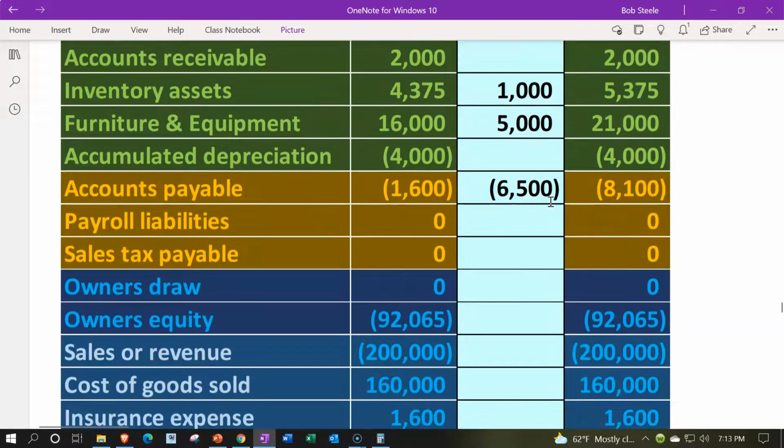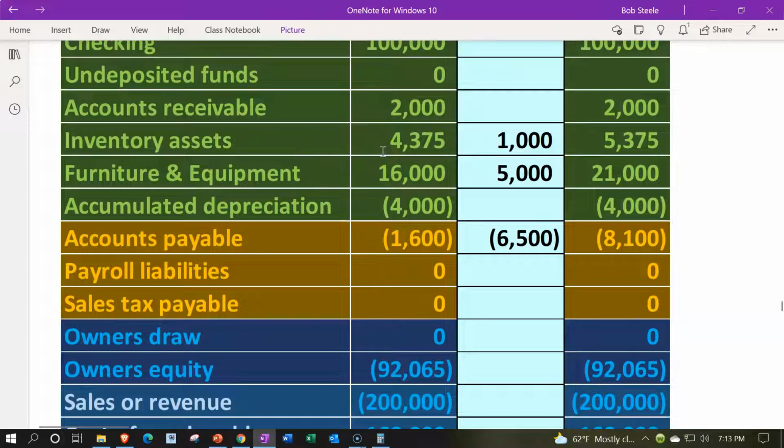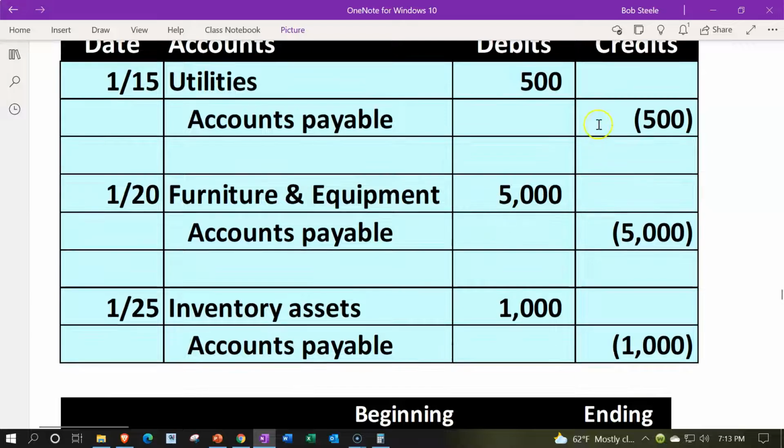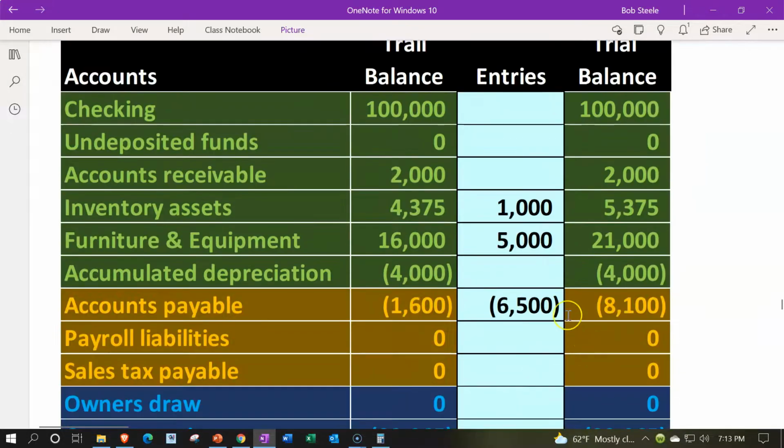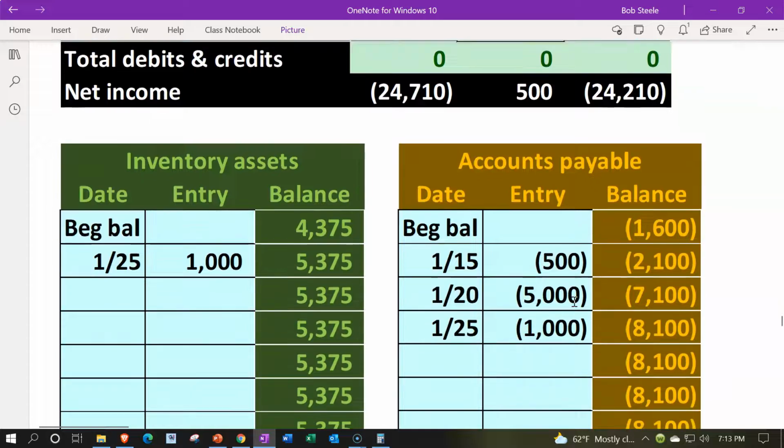If we enter this into our trial balance, we can now see the inventory, which started at $4,375, went up by $1,000 to $5,375. And our accounts payable from the three transactions now went up by the $500, the $5,000, and the $1,000, a total $6,500 increase from the starting point of $1,600, getting it to $8,100. The general ledger for accounts payable started at $1,600, increased with a bill type of transaction by $500 to $2,100, increased with another bill type of transaction, $5,000, to get to $7,100, increased with another bill type of transaction, the latest one, by $1,000 to get to $8,100.